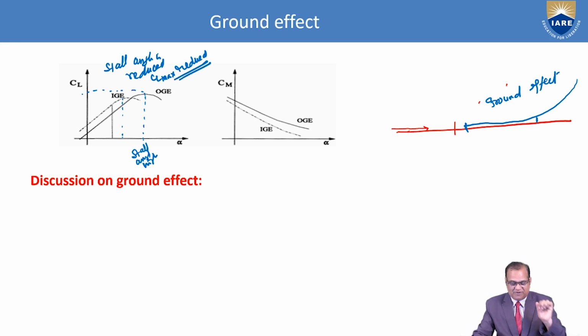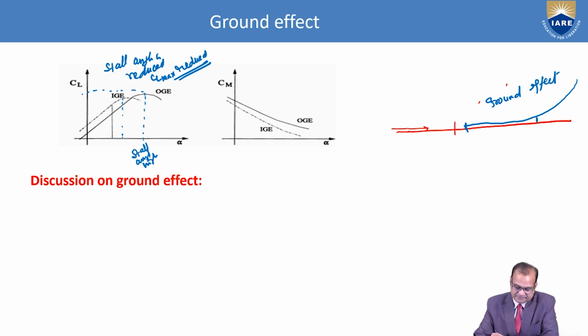So you will get less CL maximum. So you have to speed up the aircraft to attain the same CL maximum. So this is the conclusion, that if you are in the ground effect, your CL maximum is also reduced, your stall angle is also reduced. So to have the same effect of CL, you should speed up the aircraft. But we don't want to speed up during landing. If you are speeding up, it will not be good.